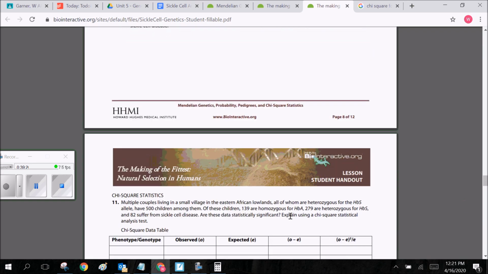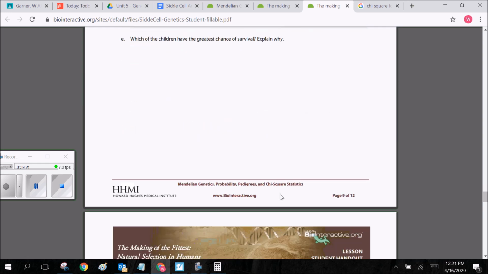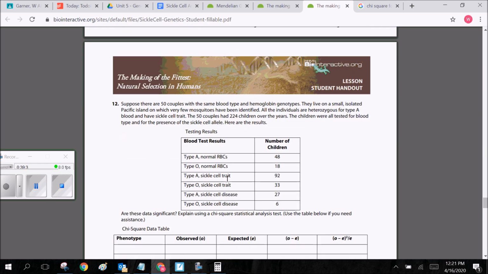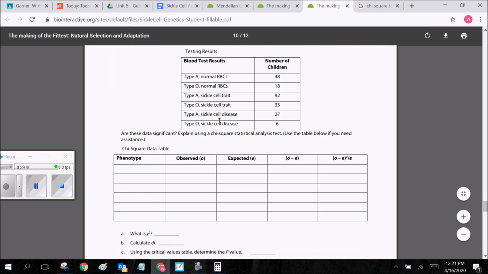Now, after you guys do that one, I want you guys to go ahead and try this one, which is going to be a little bit trickier. And this one is going to be using the dihybrid cross for your expected. So your phenotypes are all given to you here. You have type A blood with normal red blood cells, type O with normal red blood cells, et cetera, et cetera. So you're going to plug in your phenotype and observed using this table here. But your expected values are going to be based off of a dihybrid cross.